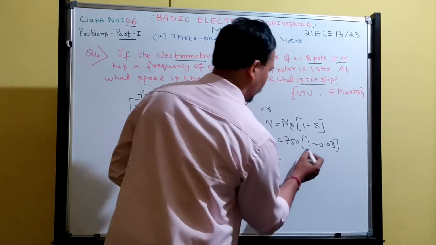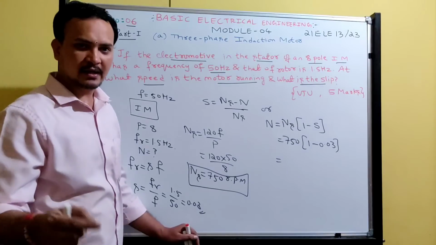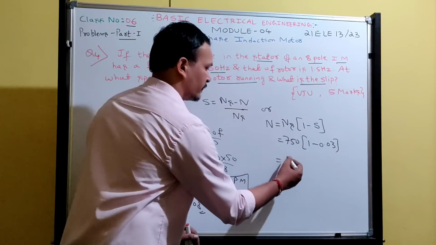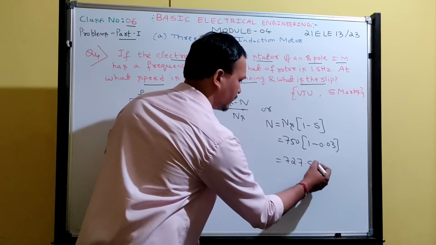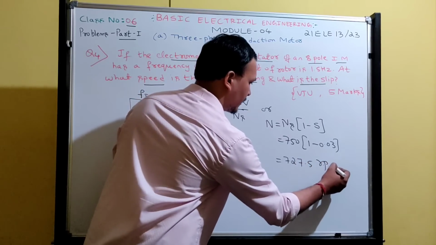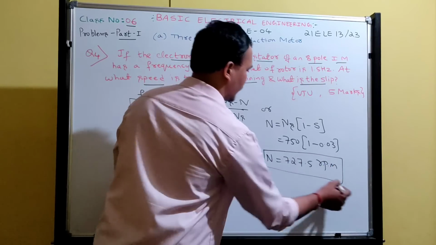So do it in calculator. 1 minus 0.03, you will get 0.97. Multiply by 750. Then you will get an answer of 727.5 rpm. Okay, so this is the final answer.